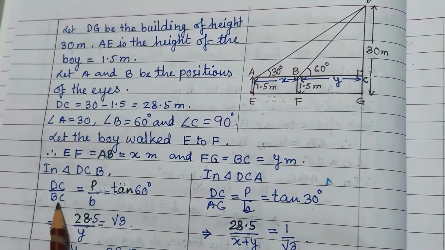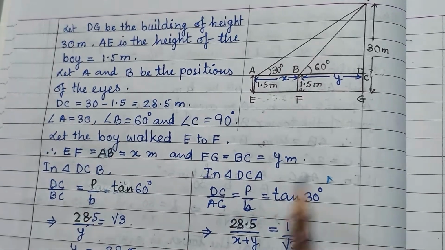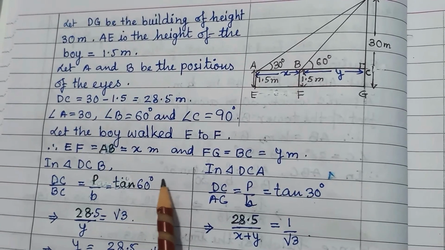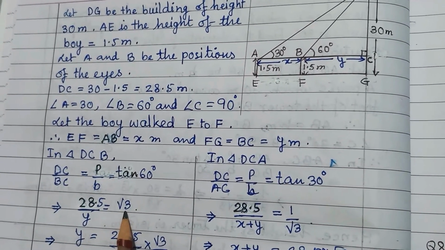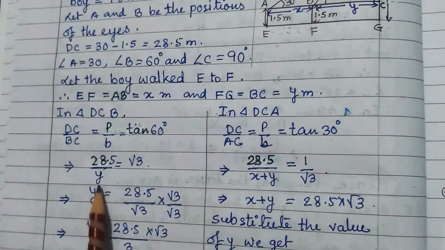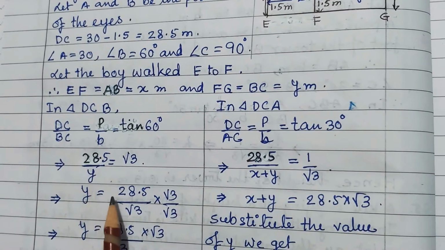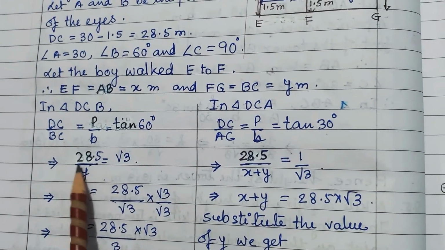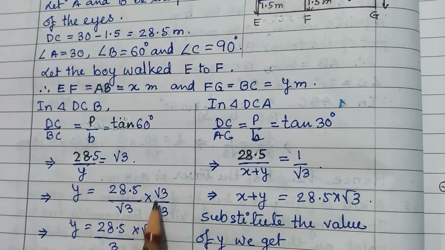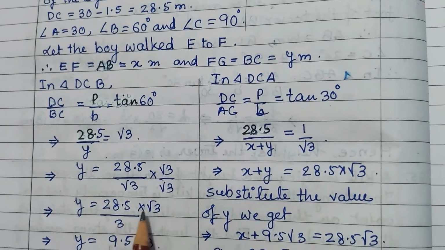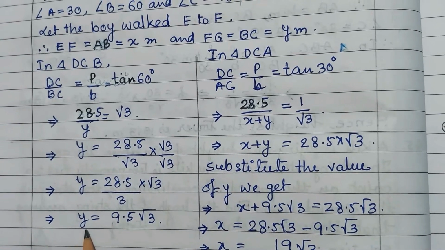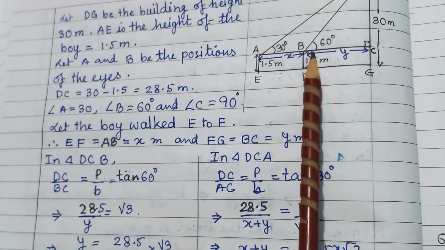In triangle DCB, a right angle triangle, DC upon BC is perpendicular upon base, which is equal to tan 60 degrees. The value of tan 60 degrees is root 3, and perpendicular and base are 28.5 upon y. Now if you cross multiply, root 3 y is equal to 28.5, so y is equal to 28.5 upon root 3. Now rationalize it: 28.5 root 3 upon 3, cancel, it is 9.5 root 3. This is the value of y, which is BC.